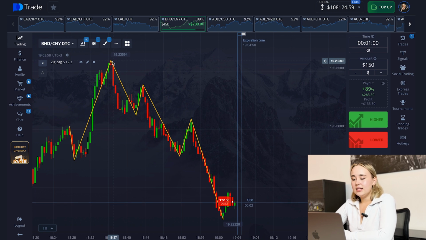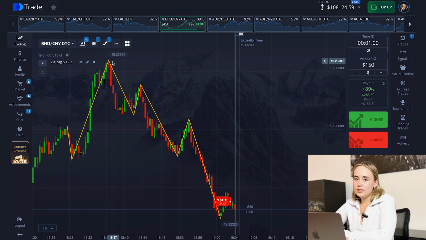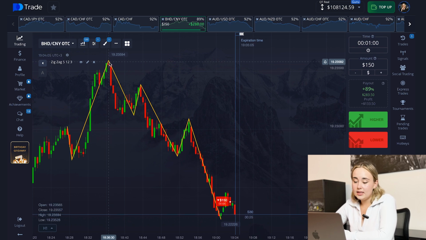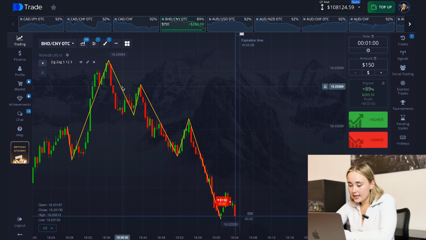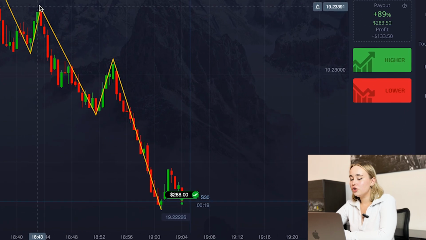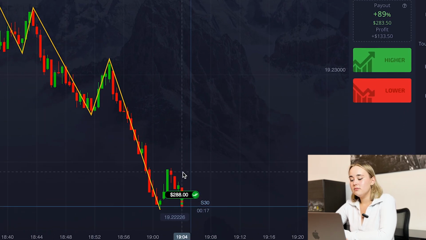We can see that at some point it's always going to compensate this big maximum with a minimum. And this is exactly what happened. We can see these curves, as I told you. And yes, guys, the third profitable deal for today, just using this ZigZag indicator.